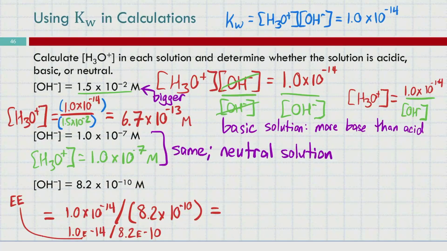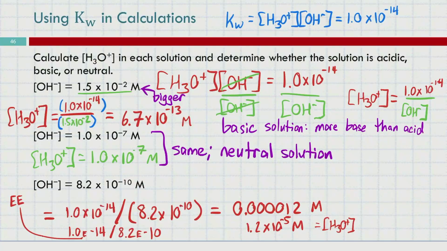So 1 times 10 to the minus 14 divided by 8.2 times 10 to the minus 10. Zero point zero zero zero zero one molar, aka 1.2 times 10 to the minus 5 molar. And that's our concentration of hydronium, which is acid.